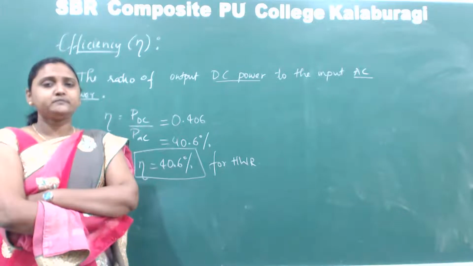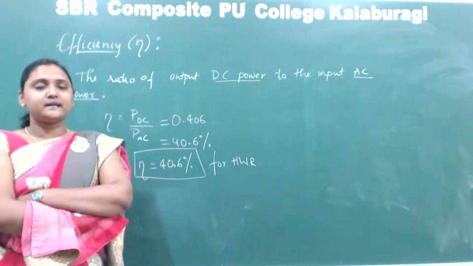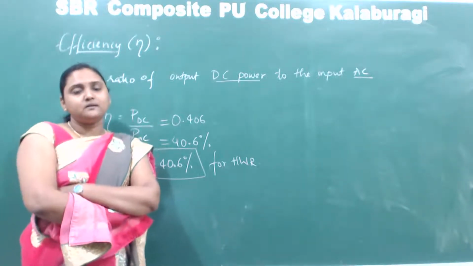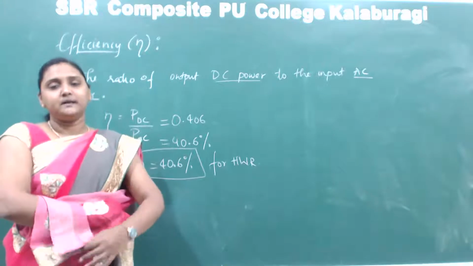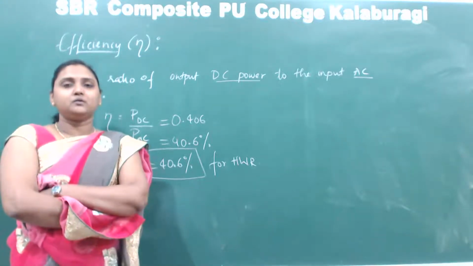Right? Next, we have seen the RMS values where Vrms is equal to Vm by 2, not root 2, because again there is only one half cycle. Okay, clear? And Irms is equal to Im by 2.